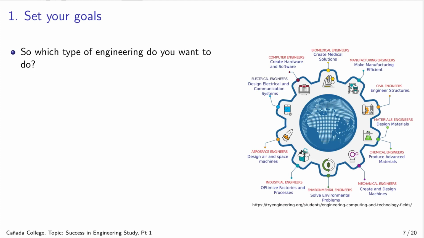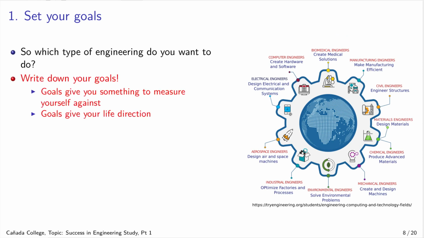Okay, so step number one in success is to set your goals. So the question I might ask you is, what type of engineering do you want to do? With our introduction to engineering from chapter 2 that we laid out first, you might choose to be a biomedical engineer, a chemical engineer, materials engineer, a mechanical engineer, electrical engineer, and so on and so forth. If you have figured this out, that's great. If not, you should write down what options you are considering. More importantly, you should write down what your goals are.